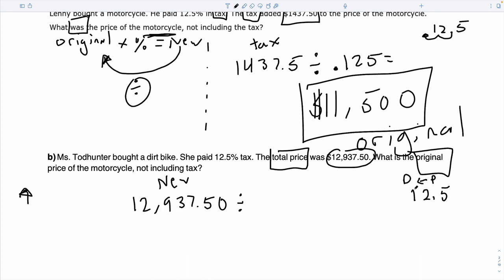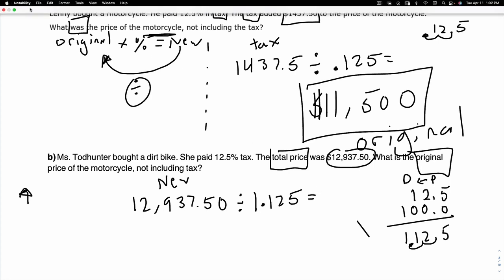Liliana? I'm going to have to mark it up. This is a markup problem. So instead of taking 0.125, I take 112.5. And now we move it to the left. This was your new price, and we divide it by 1.125. That should give me the original.